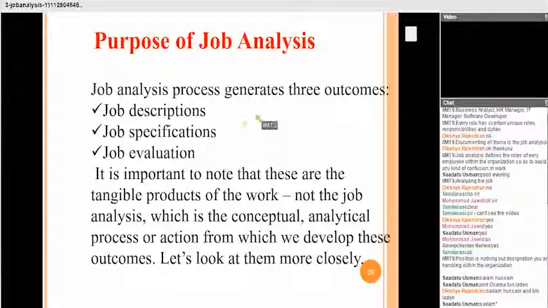Then the purpose of job analysis. The job analysis process generates 3 outcomes: job descriptions, job specifications and job evaluation. It is important to note that these are the tangible products of the work, not the job analysis, which is the conceptual analytical process or action from which we develop these outcomes. Let's look at them more closely.